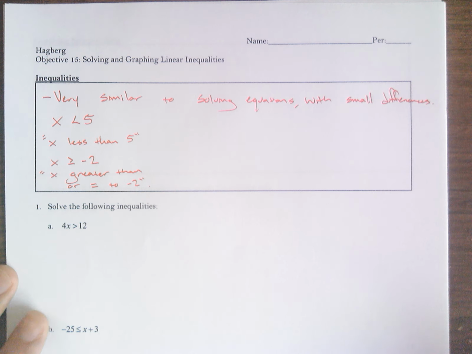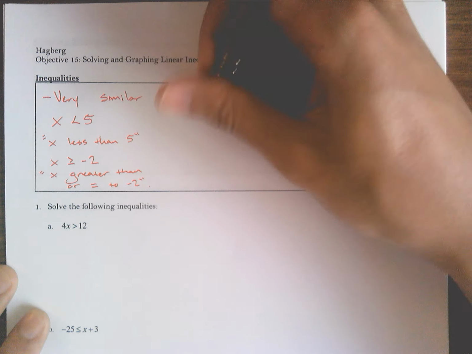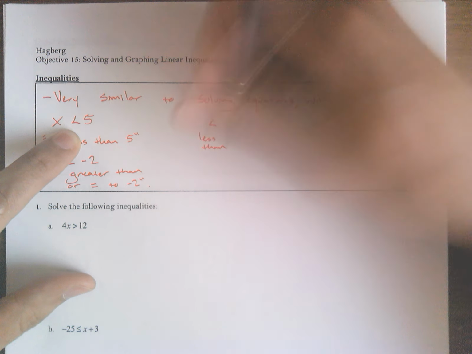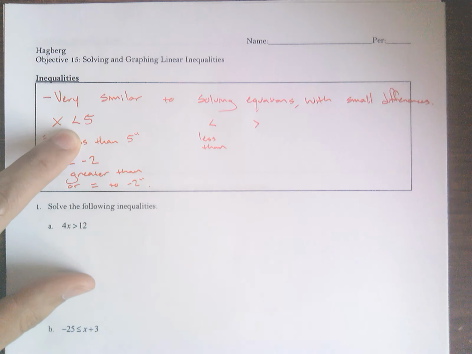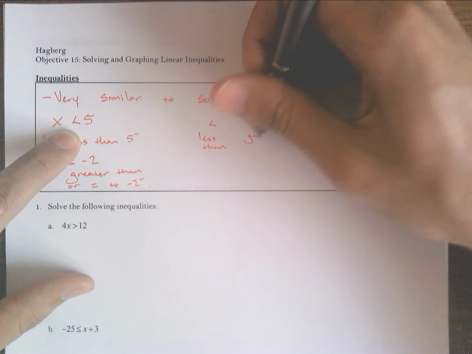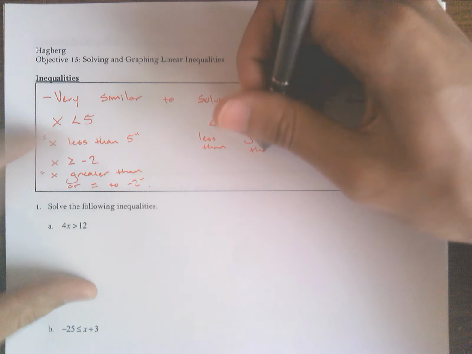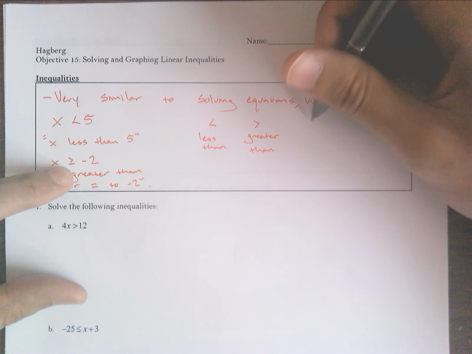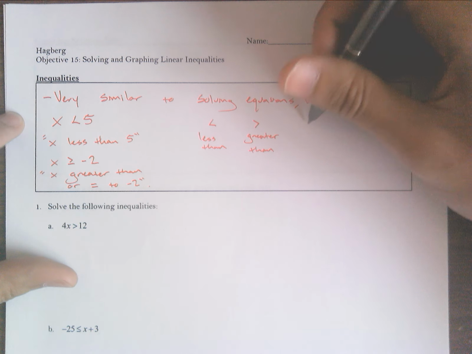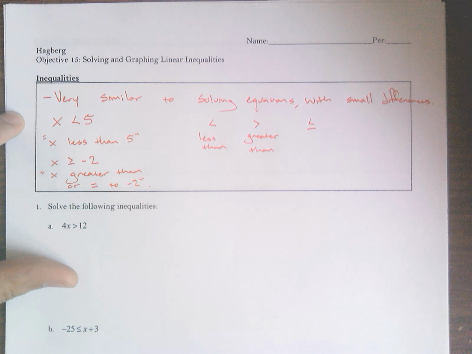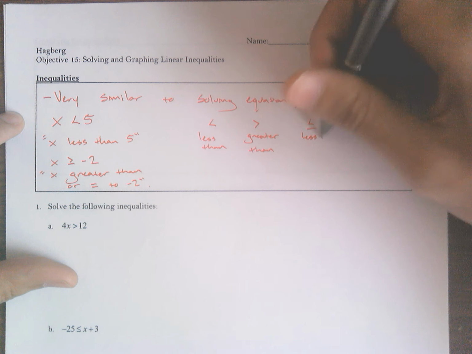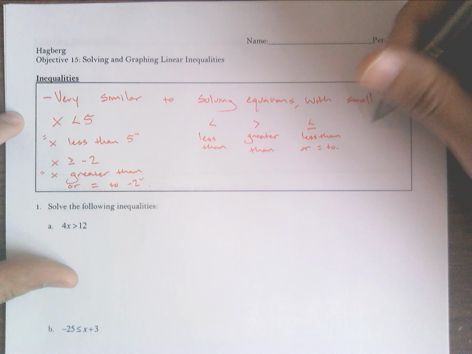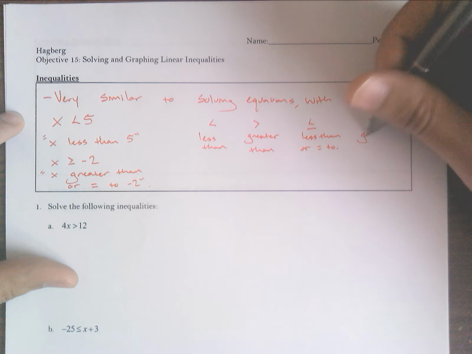There are 4 different inequalities. The first is this first one that we saw, less than. If we flip it around, then we get greater than. And if we put a line underneath each of these, then we're saying less than or equal to, and greater than or equal to.